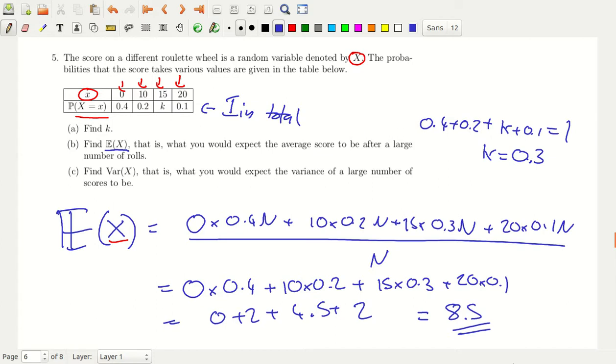Okay. Notice that the average score is not one of the scores available on the wheel. I should have maybe drawn your attention to that last time. That is not a problem. That is the correct expected value.